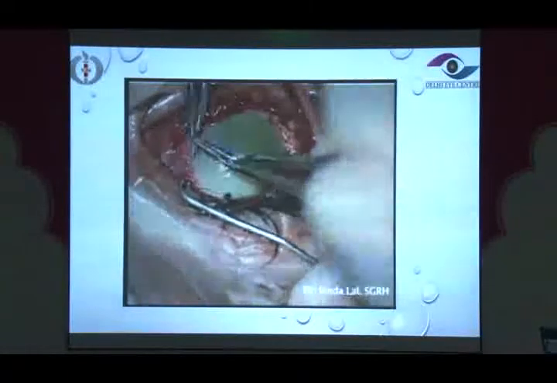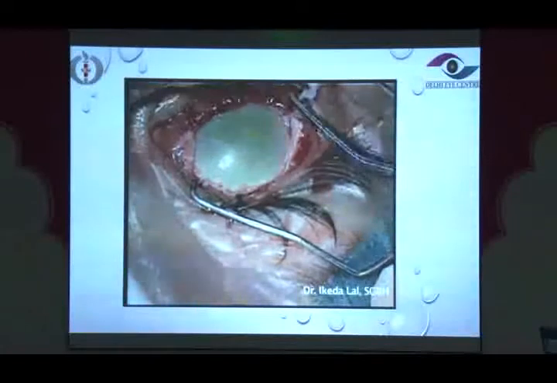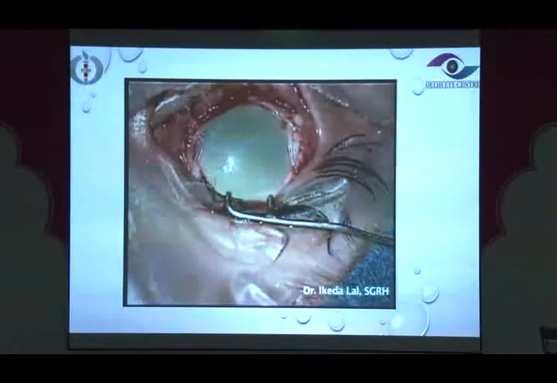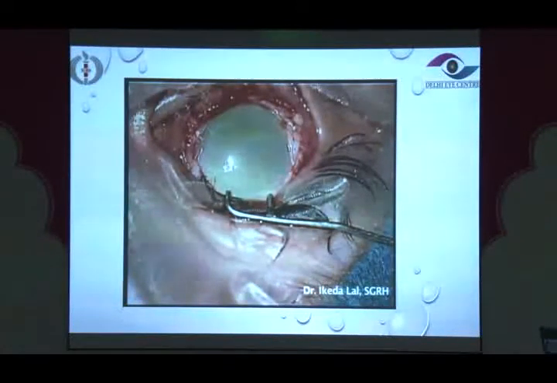I've just taken a couple of sutures in this case because the patient was a child and I didn't want to take her up for repeated anesthesia, so I didn't want to put a bandage contact lens on top. So just for safety purposes, I've taken a couple of absorbable sutures.